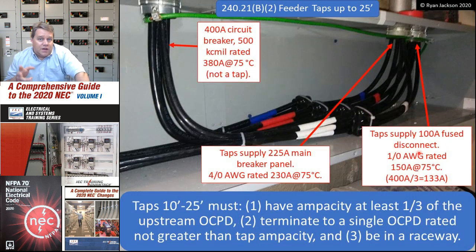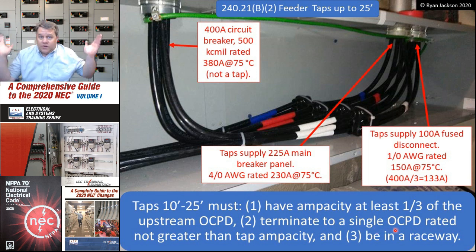So we talk about 10-foot taps, and they're actually pretty easy. 25-foot taps follow pretty much the same rule. For a 10 to 25-foot tap, number one, they have to have an ampacity of at least 1/3 of the upstream overcurrent device, and we'll talk about that. Number two, they have to terminate to a single overcurrent device rated not greater than the tap ampacity, and then number three, they have to be in a raceway. Okay, well, number three, simple. Just put them in a pipe and you're done, right? Or a wireway like this is considered a raceway.